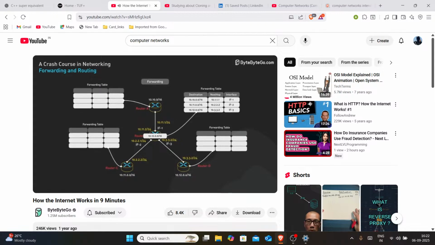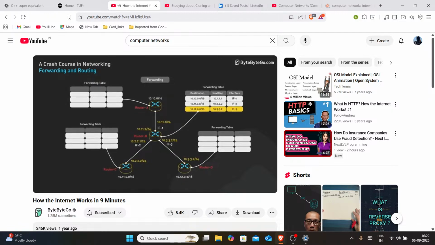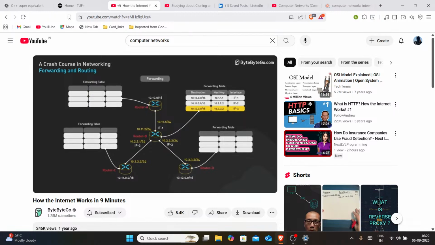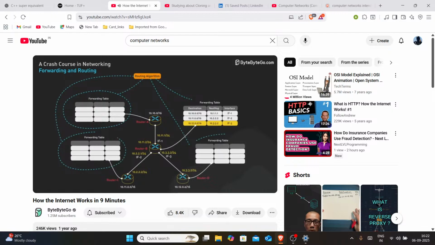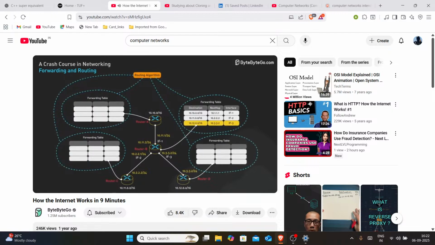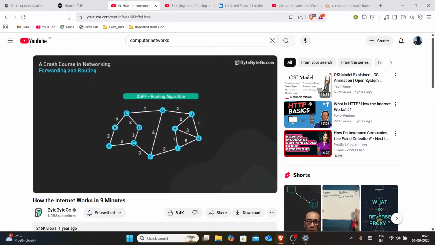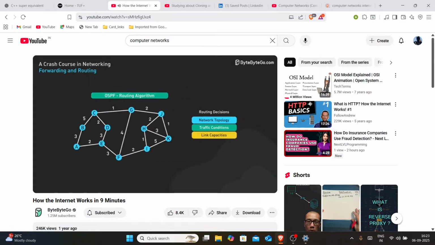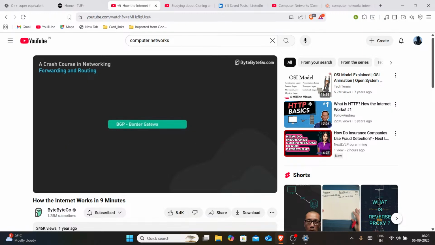When a packet arrives, the router examines the packet's destination address and uses its forwarding table to determine which output link to send the packet to. Routing, on the other hand, is the global process of determining the full paths packets take from source to destination. Internet routing algorithms compute the shortest and most efficient paths between any two points on a global network. These algorithms take into account factors like network topology, traffic conditions, and link capacity to make routing decisions. One of the most important routing protocols on the internet is BGP.